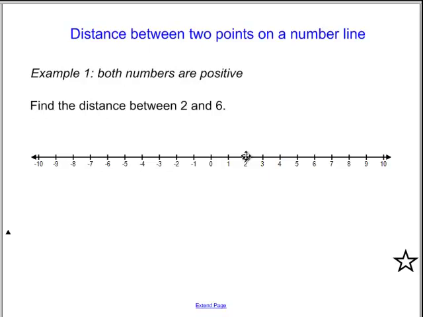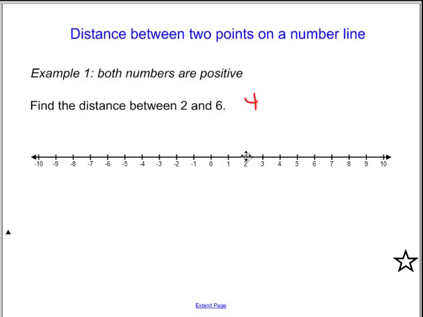Here's the point 2. Here's the point 6. How far is it from 2 to 6? Well, what I'm going to do is count how many steps I need to take. Please notice that right now I'm already at 2. So a lot of people want to come in and say 1, 2, 3, 4, 5. That doesn't work because I never take a step to get to where I am. I always take a step to get to my next spot. And so I'm going to take 1, 2, 3, 4 steps. The distance between 2 and 6 is 4.